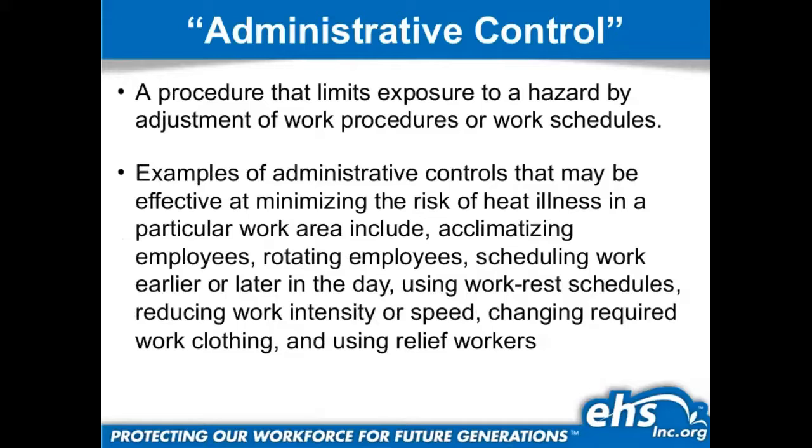And the administrative control: a process that limits exposure to any hazard by adjustment of work procedures or work schedules. Examples of administrative controls that may be effective at minimizing the risk of heat illness in a particular work area include acclimatizing employees, rotating employees, scheduling work earlier or later in the day, using work-rest schedules, reducing work intensity or speed, changing required work clothing, and using relief workers. Not only are those all great examples, but they are also greatly beneficial.